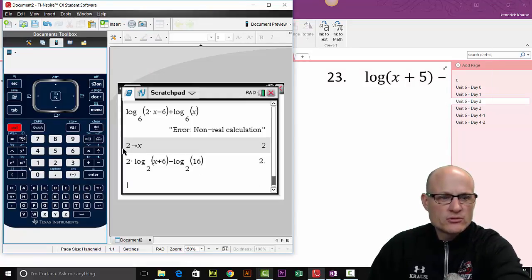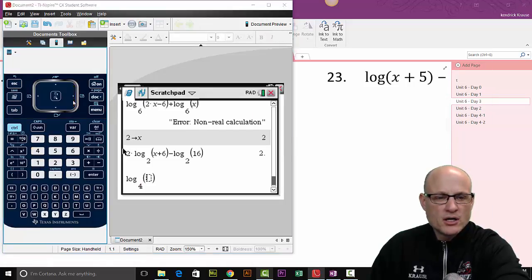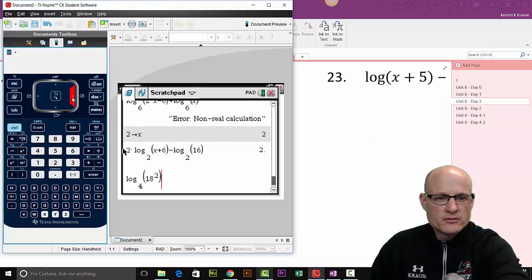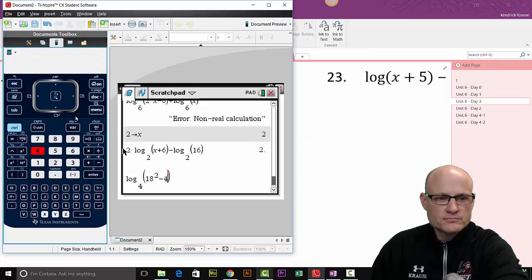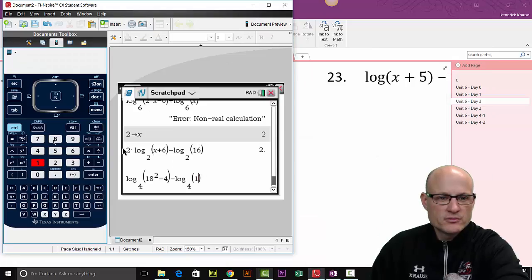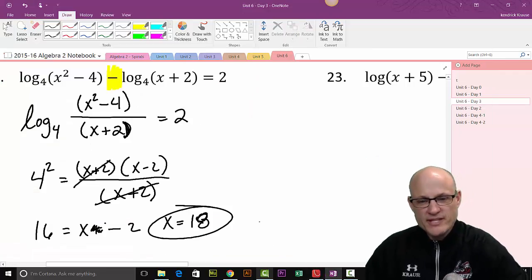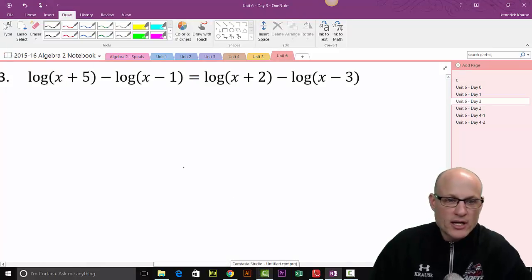So control log base 4 of 18 squared minus 4, minus log base 4 of 18 plus 2, which is just 20. It gives 2. Yay! Holy crapola.